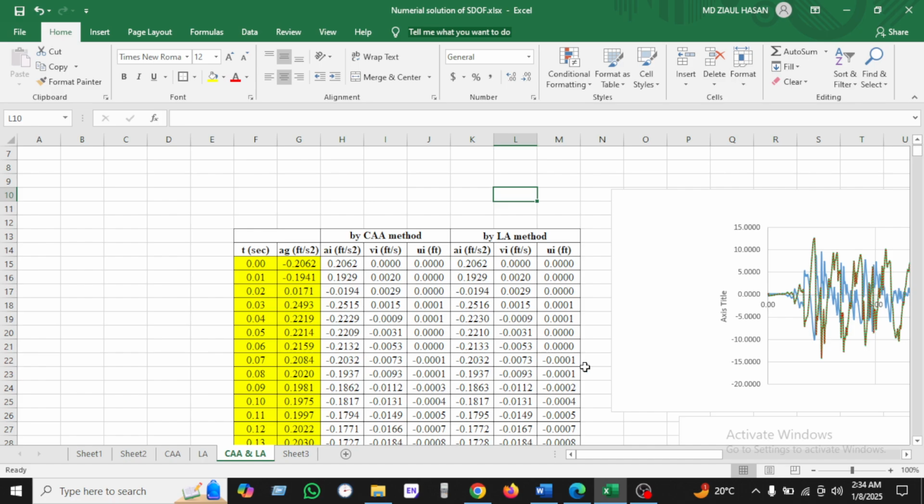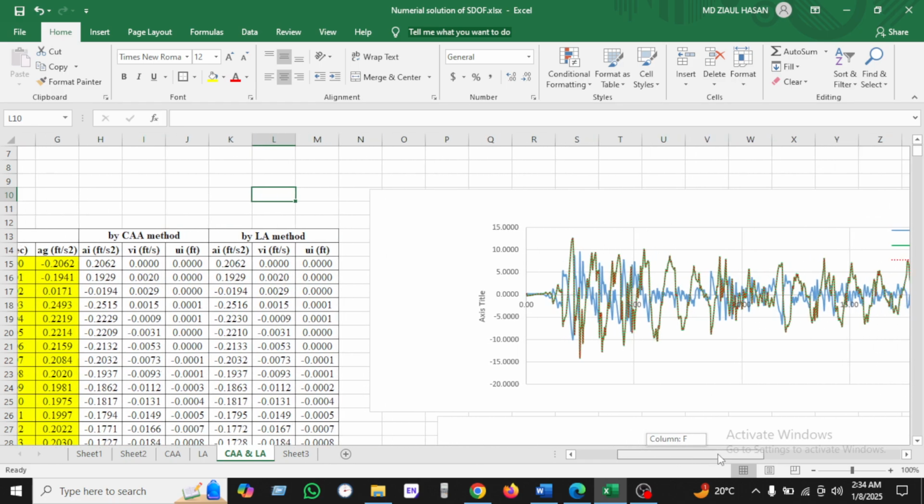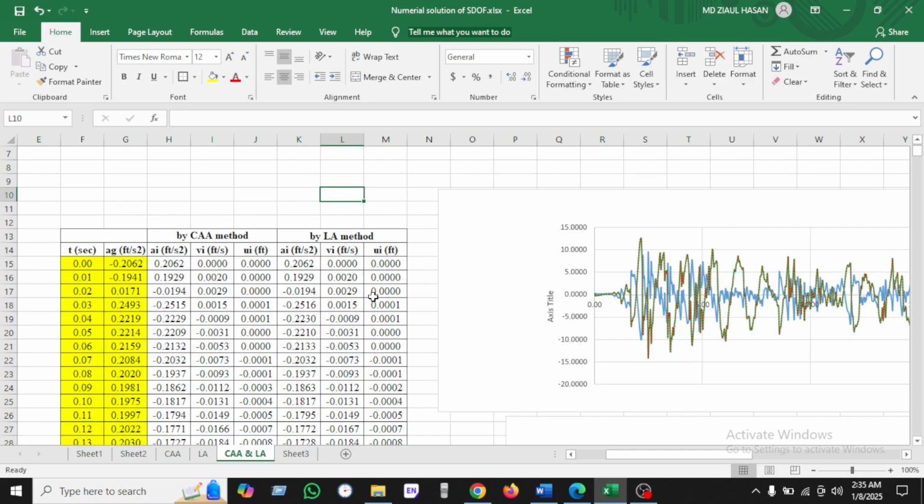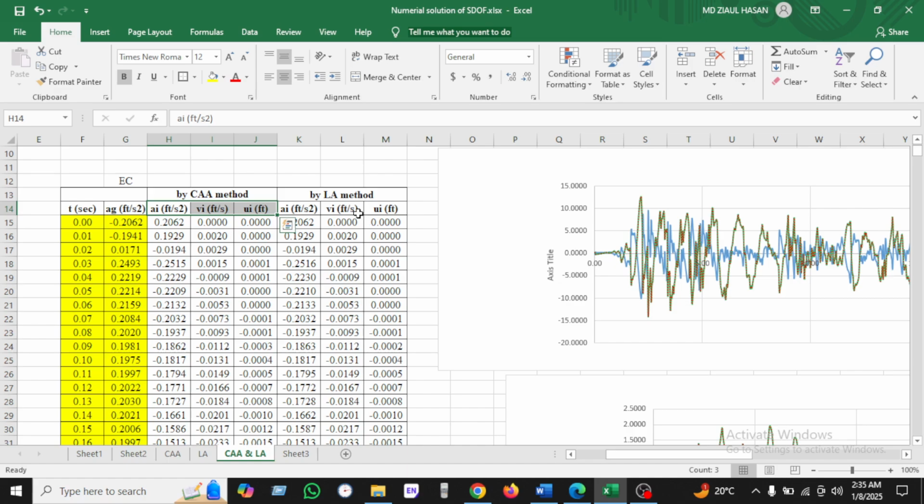Now I am seeing what is the main difference between the constant average acceleration method and the linear acceleration method. So I know the time interval, I know the ground motion from El Centro or Kobe or someone. So we have found acceleration, velocity and displacement by the constant average acceleration method, and we have found the acceleration, velocity and displacement by the linear acceleration method.